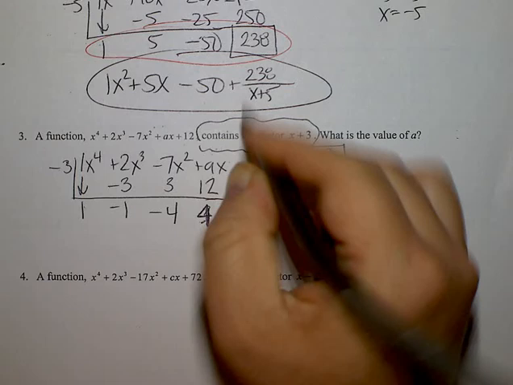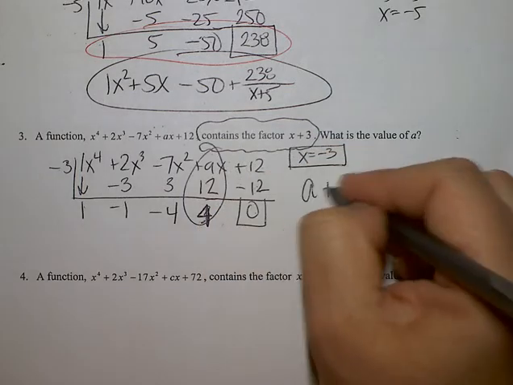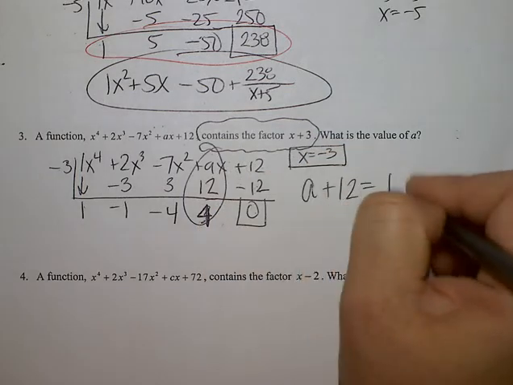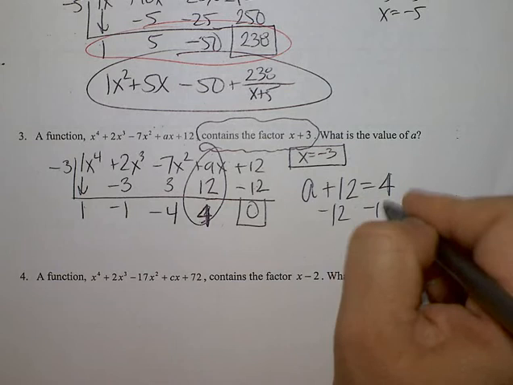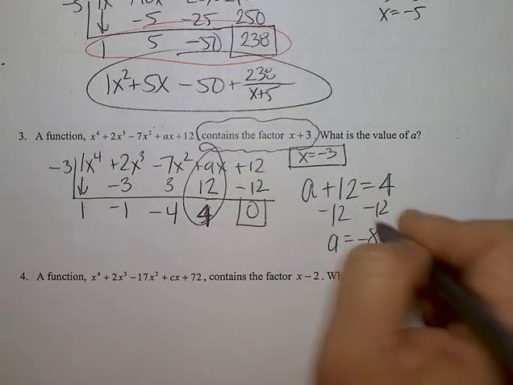So I'm just going to take here, I have some value a plus 12 has to equal 4. When I solve for a, I get an answer of negative 8. Problem's done.